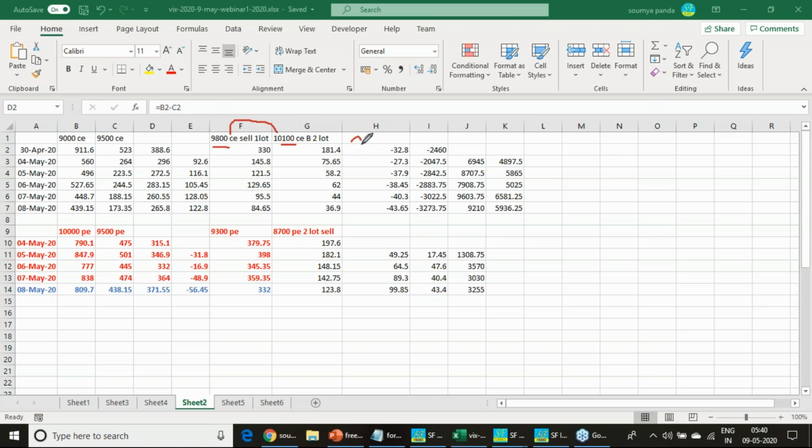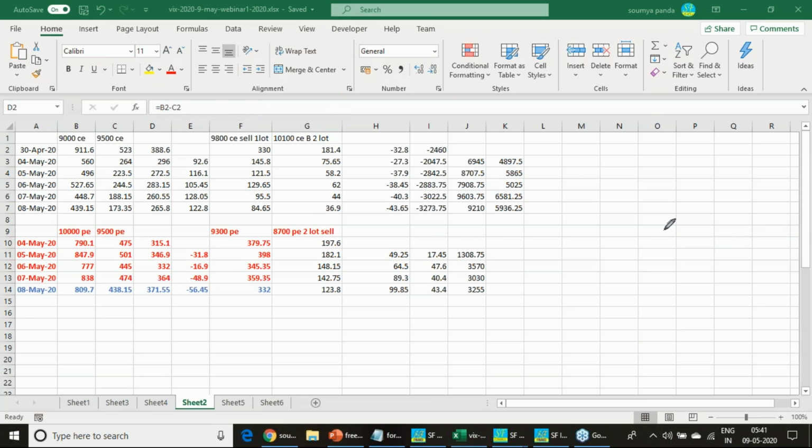So here I am spending 362 rupees, and I am getting 332 rupees back from the 9,800 call sell. So my qualifying criterion, that the selling call option should give me more than 80% value of my buying call options, is met. That is correct. The credit spread I have formed should also give me a minimum of 75% of value, and I am getting more than that. So this strategy was formed on 30th April by looking at these conditions.